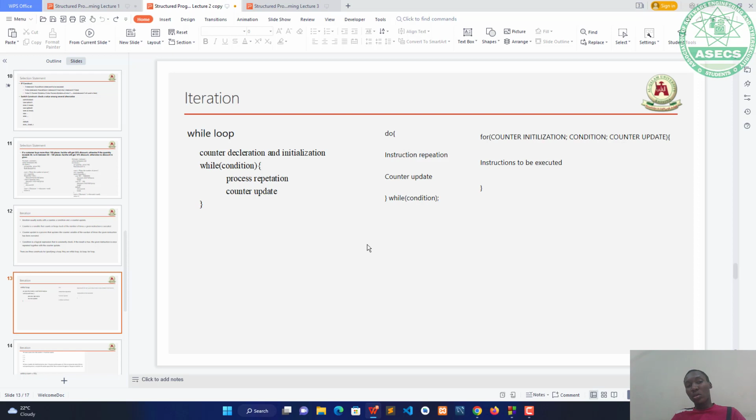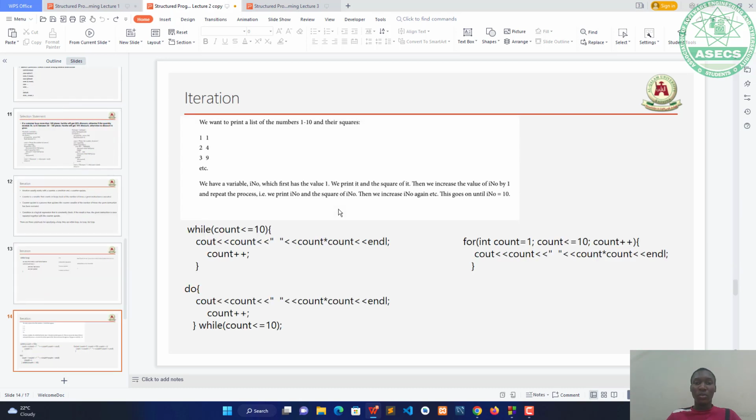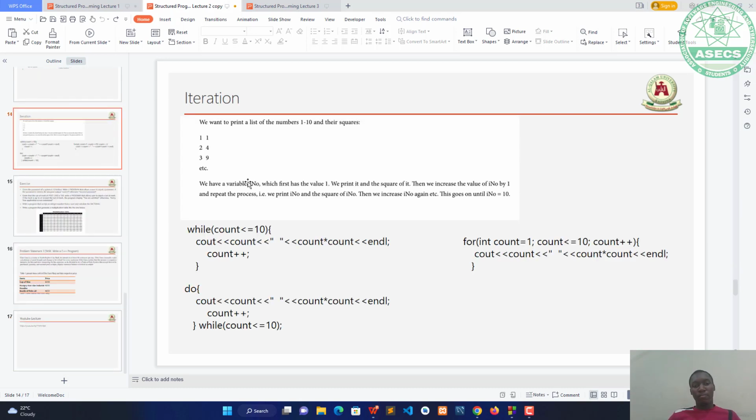So there is this common question da suke yawan tambaya a looping ko in ce a iteration, shine what's the difference between while loop and do while loop. So the major difference is while loop shi yana fara duba condition ne kafin ya executing, shi kuma do while loop yana fara executing ne sannan ya duba condition. So that's just it.